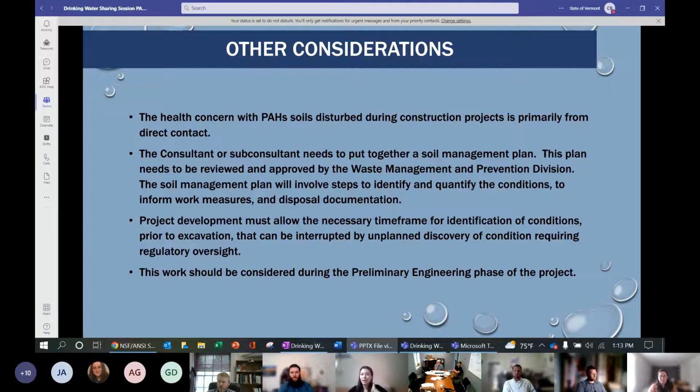From our standpoint right now, this really needs to be thought about during the preliminary engineering design phase, because of its impact to your timelines and budget. That's where we see it as probably the most impactful right now.